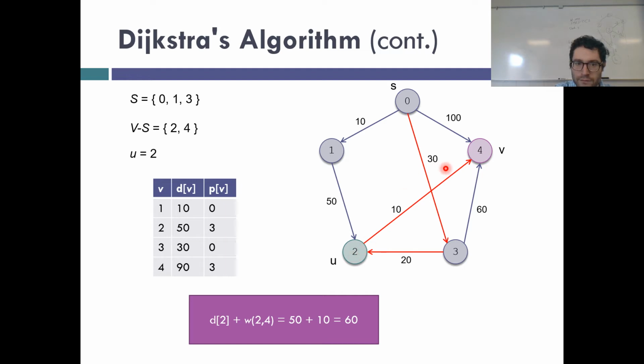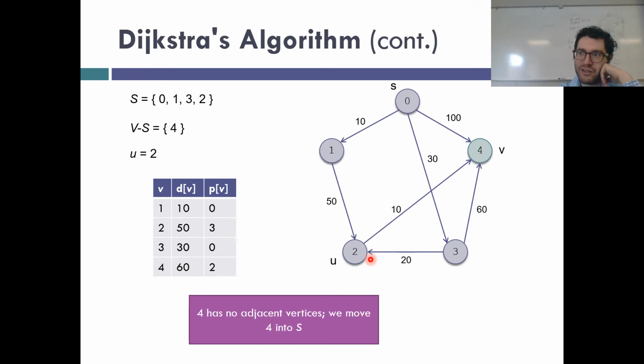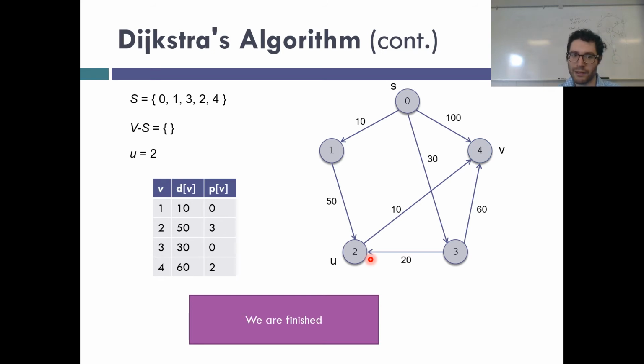So plus 10 to get to 4 is 60. So this is the current distance to 2 plus the weight of 2 to 4, that's 60. Is that less than what I currently know of how to get to 4? Yes, it is. So I update it. And I say the cheapest way to get to 4 now is 60, and we do that by going through 2. Make sense? And we remove it from the set. And then the final vertex is 4. Because it's the final vertex, it's not going to have any ways to go to anywhere. So we're done with it.